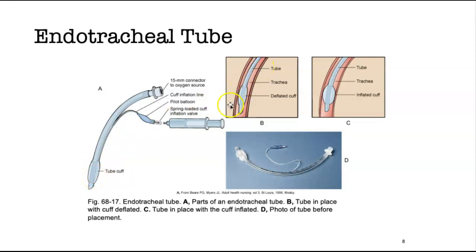So here is an example of the tube in the trachea with the cuff deflated. The only times that the cuff is deflated is when you're inserting, removing, or repositioning. And that would not be done by the RN, but you would be assisting in that. And you need the cuff inflated at all times to maintain the positioning of the tube. But recognizing whether the cuff is inflated or not inflated is something that you will be monitoring for.